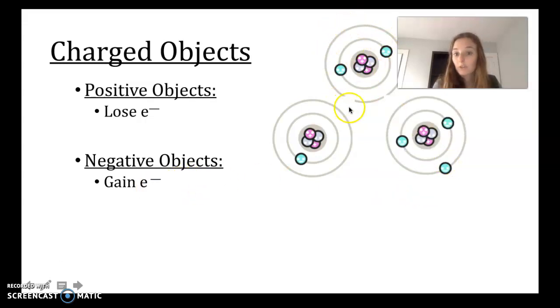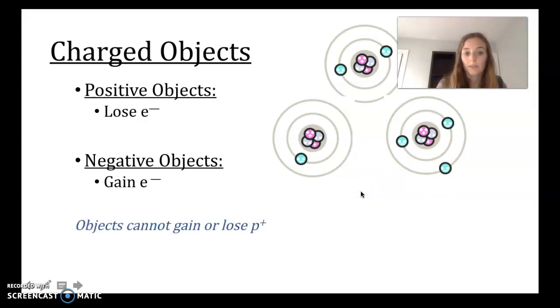So this is my neutral helium atom. I know this because it has 2 protons, 2 electrons, 2 neutrons. This is more positively charged because it has more protons than electrons. And then here is more negatively charged. It has gained electrons. And like we just said, objects cannot gain or lose protons.